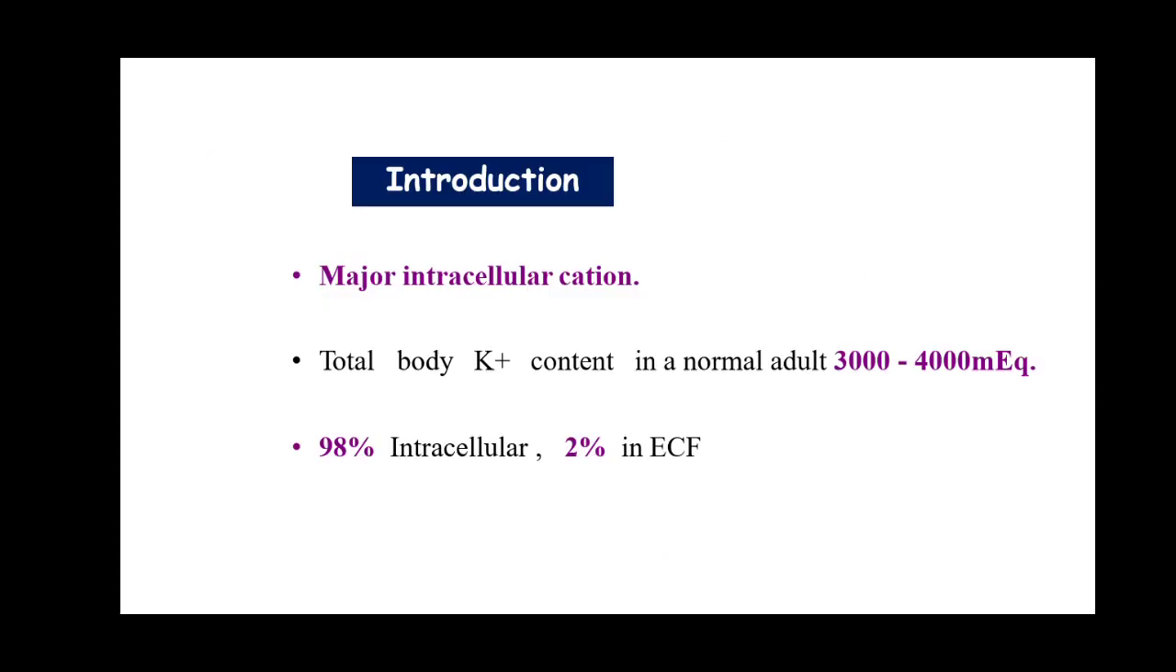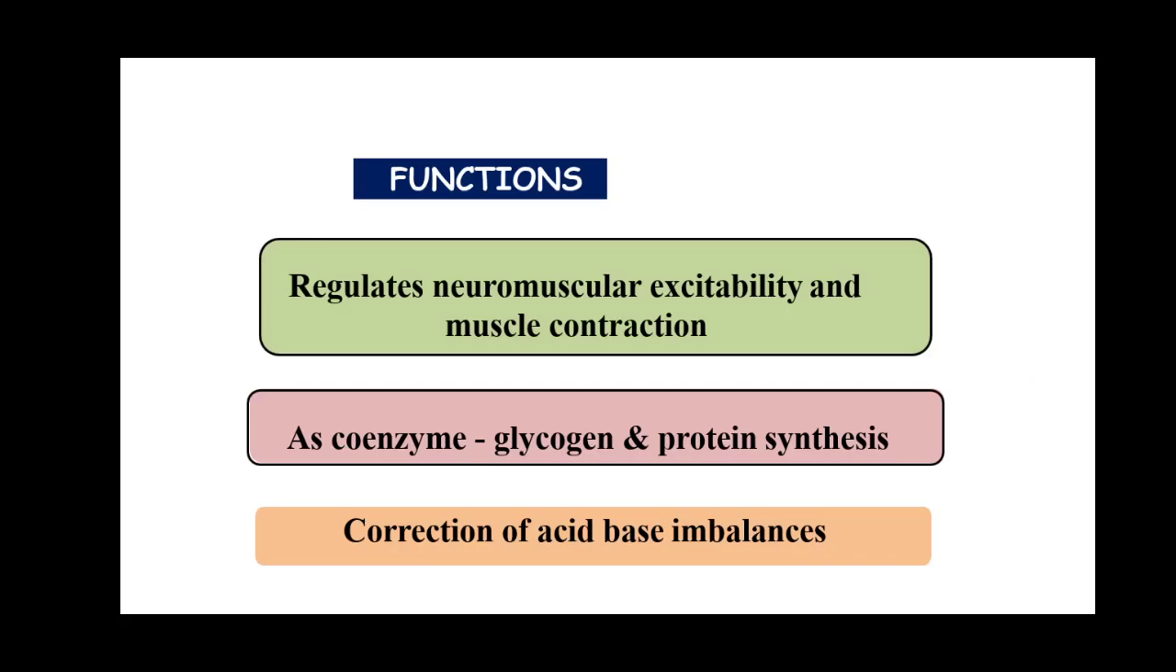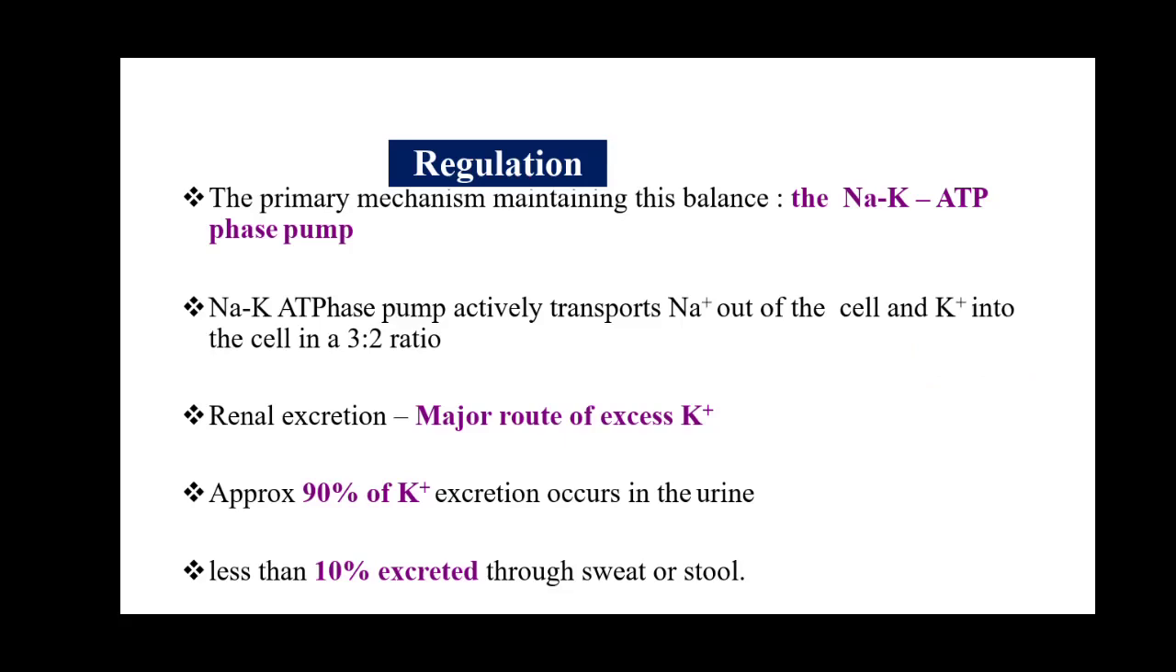Now potassium, a major intracellular cation. The total body potassium content in a normal adult is 3000 to 4000 milliequivalents, with 98% intracellular and 2% in extracellular fluid. So what are the functions of potassium? It regulates neuromuscular excitability and muscle contraction, and also acts as a coenzyme in glycogen and protein synthesis, and in correction of acid base imbalance.